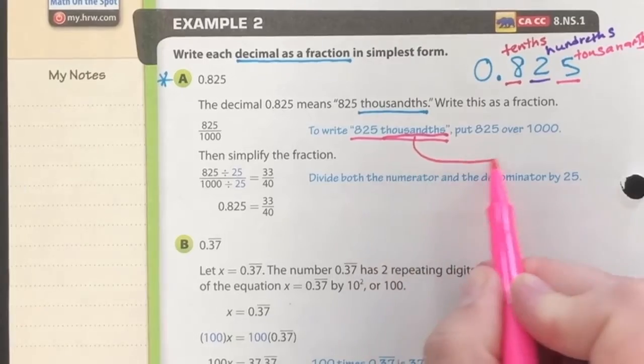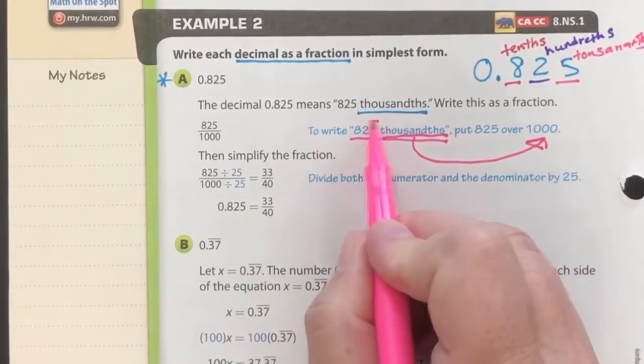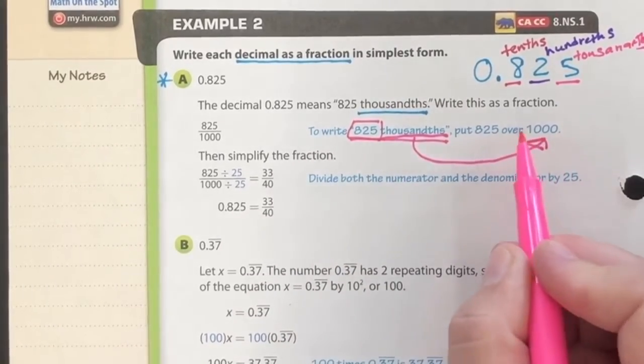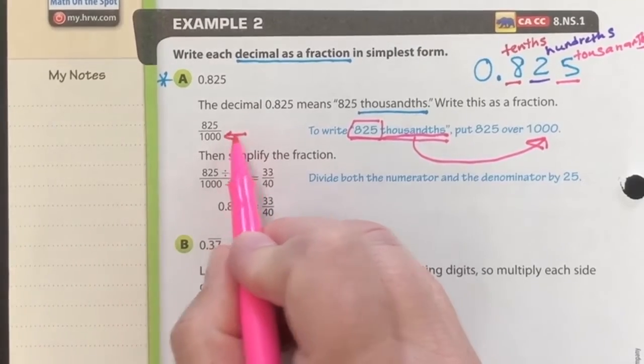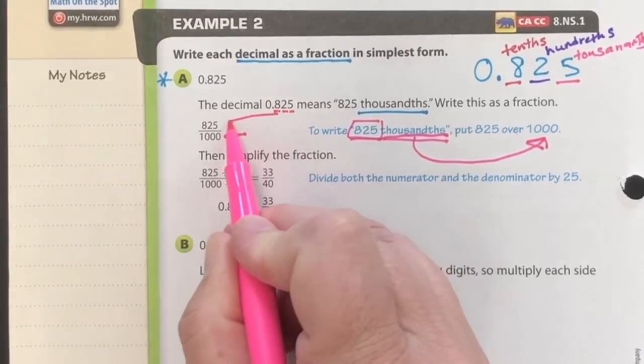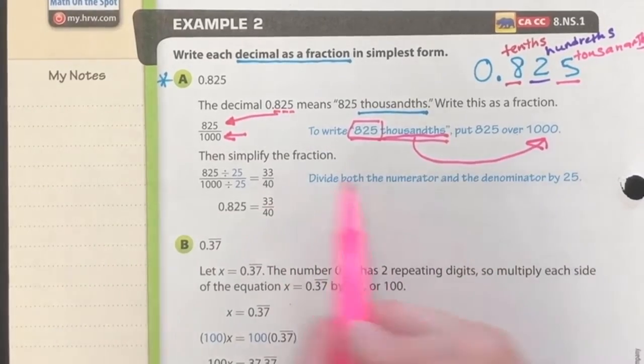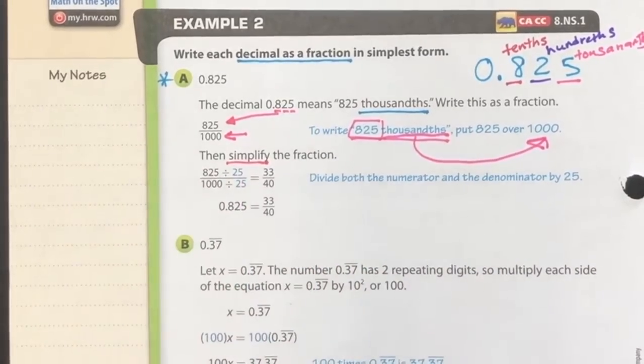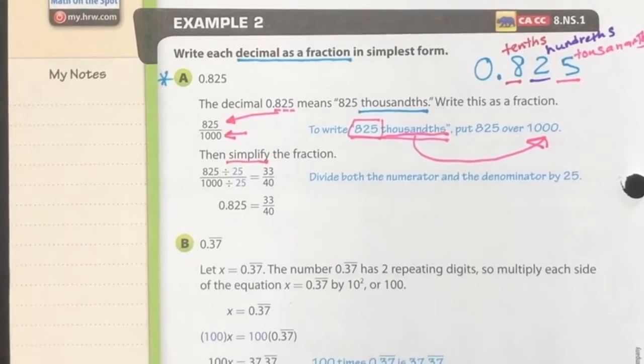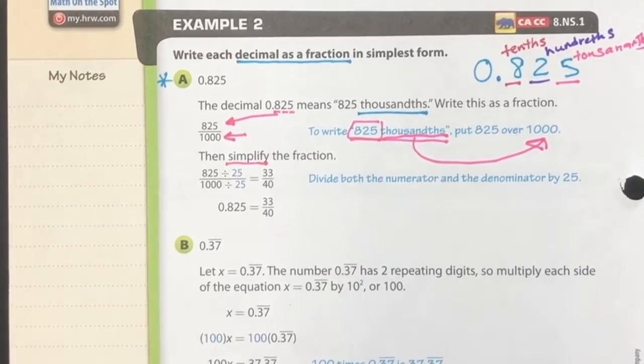When we write this as a fraction, that thousandths is going to go in the denominator, the 1,000, right? And then the 825, those digits that are after the decimal, they go in the numerator. So 825 thousandths. Then we're going to simplify that fraction. And they just simplified it by dividing by 25.